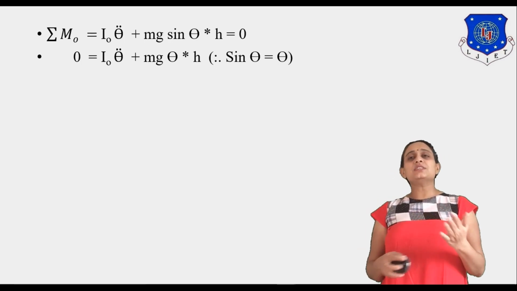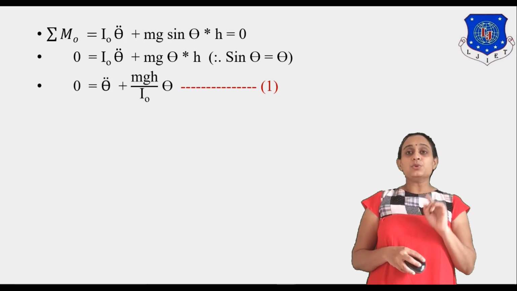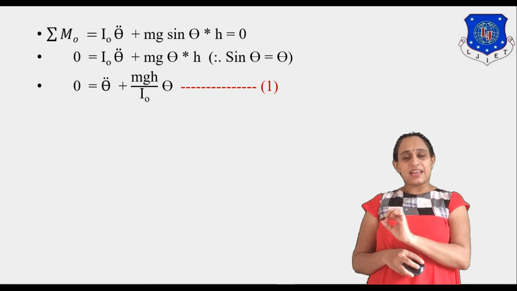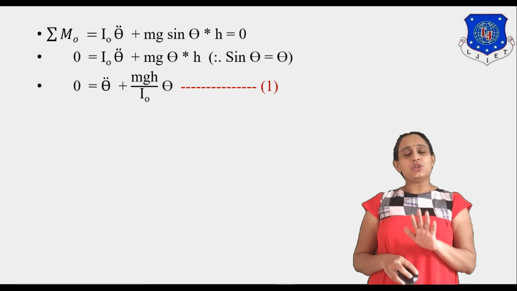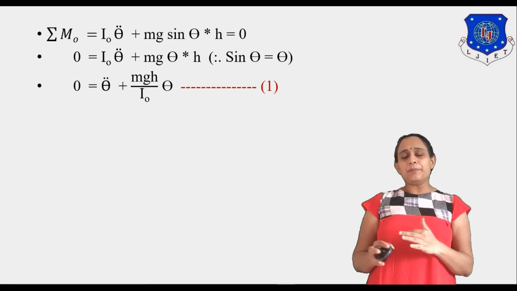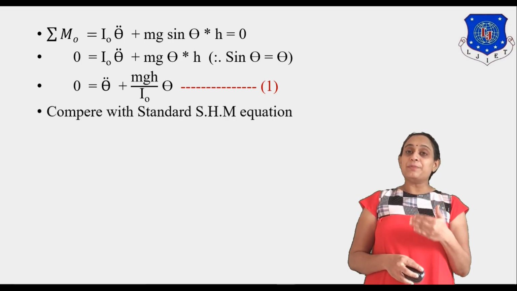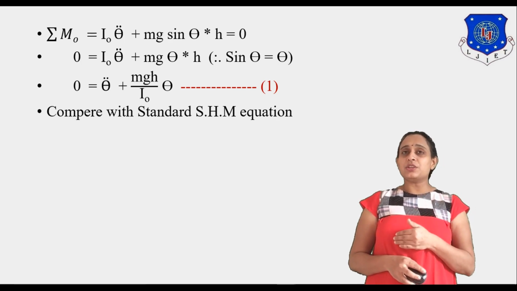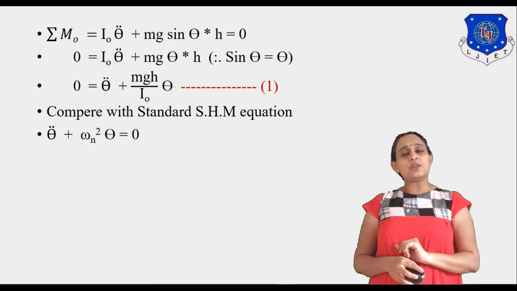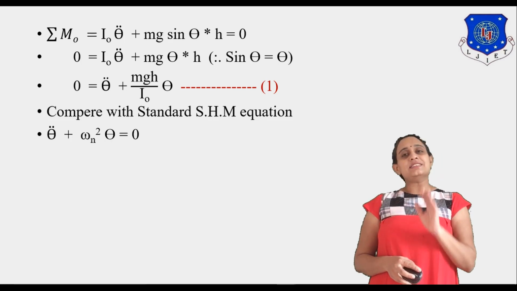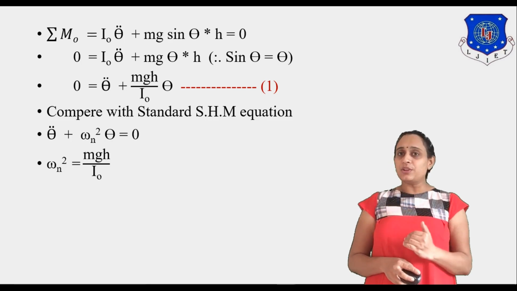Clear? Now let us divide this equation by I0. We get theta double dot plus mgh upon I0 times theta is equal to 0. This is our equation number 1. Now let us compare this equation with simple harmonic motion. The equation is theta double dot plus omega n square theta is equal to 0. So omega n square is mgh upon I0, and omega n is the square root of mgh upon I0.